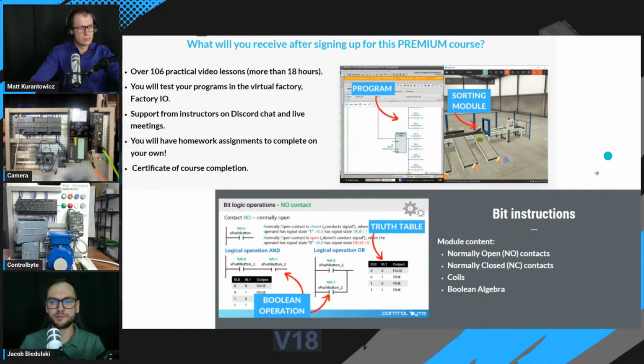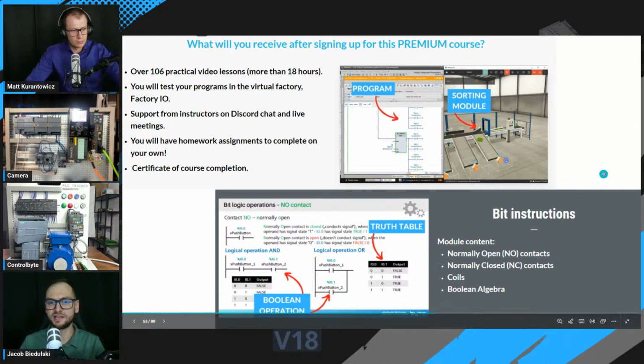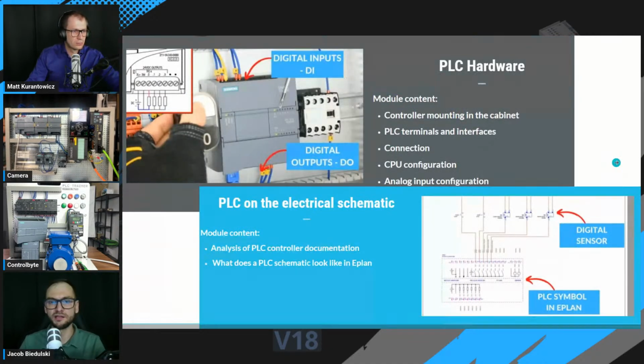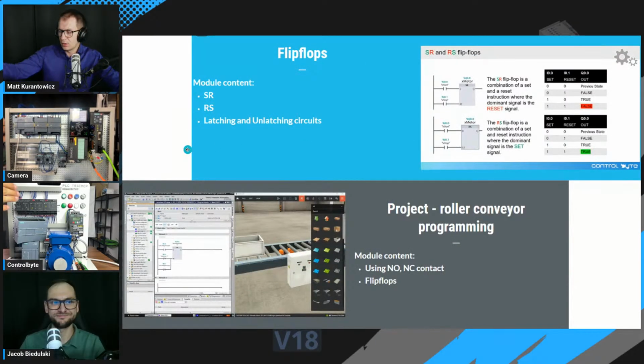We'll start with the basics with bit instructions, which are normally open contacts, normally closed, coils, and Boolean algebra. Then we'll move to PLC hardware, and you will learn how the PLC is drawn on the electrical schematics. We'll show you also how to wire such a PLC in real application. You need to know how to use inputs and outputs, how to wire such a PLC, and then we go to flip-flops, project roller conveyor programming.